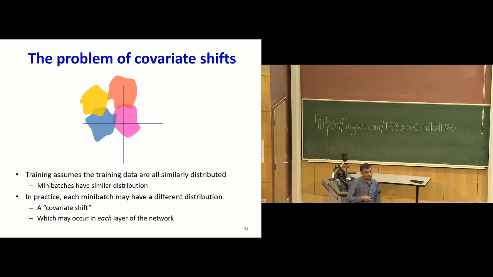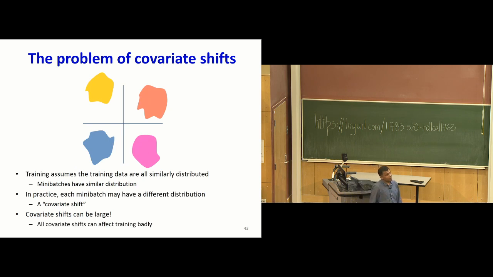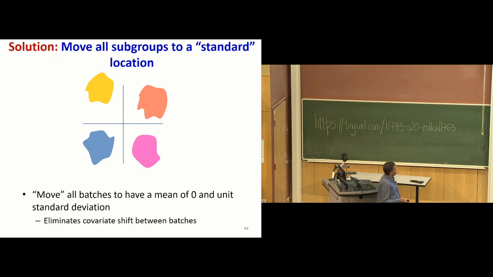The reality of it is that they're not going to look like this. They're going to be all different. And the actual reality of it is that they're going to be very different, right? So if I have things this far apart, minimizing things for any one mini batch is not going to tell you anything about what happens with the other mini batches, right? So what you really want to do is move all of these batches to some standard location.